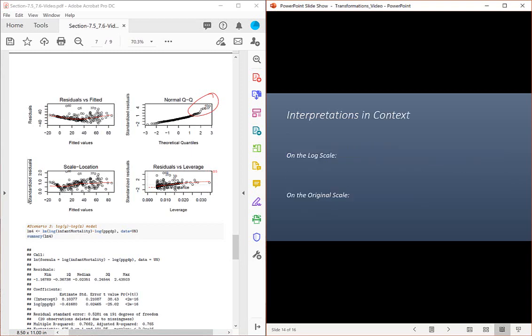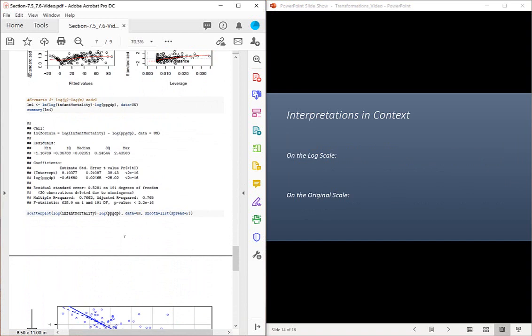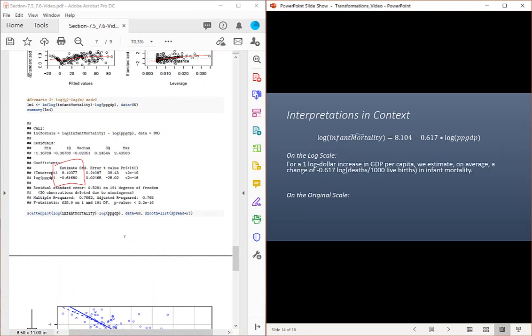Returning again to the GDP dataset, we find the estimated regression equation. The estimated log for infant mortality equals 8.104 minus 0.617 times the log of GDP. To interpret on the log scale, we'd say for a 1 log dollar increase in GDP per capita, we estimate on average a change of negative 0.617 log deaths per 1,000 live births in infant mortality.